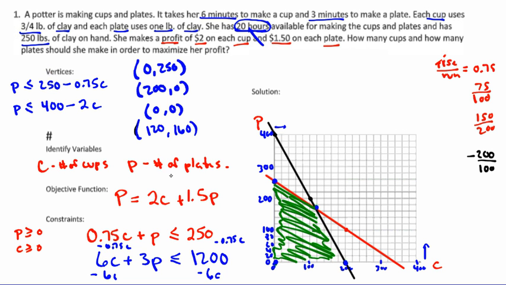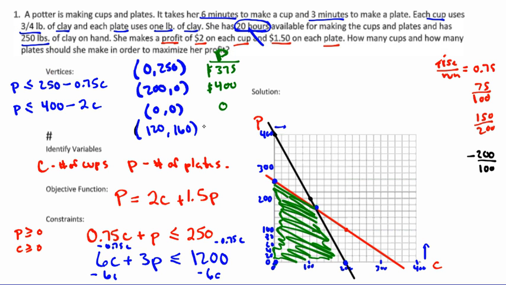And so now to get my solutions, I have to plug them into the objective function. Okay, so if my profit is shown by 2c plus 1.5p, my first number is cups, my second number is plates. So for this one, my profit would be 2 times 0 plus 1.5 times 250, or $375. The next one would just be 2 times 200. That would give me $400.